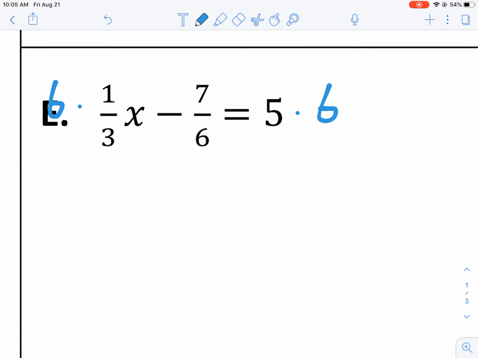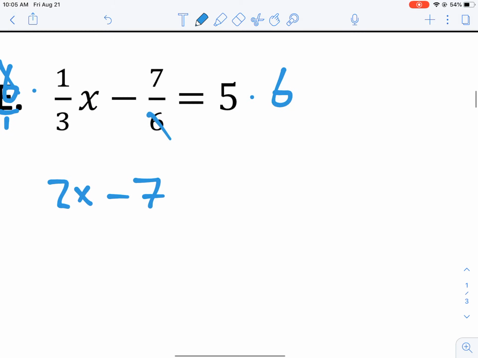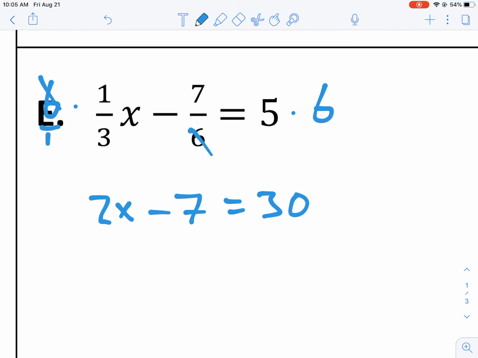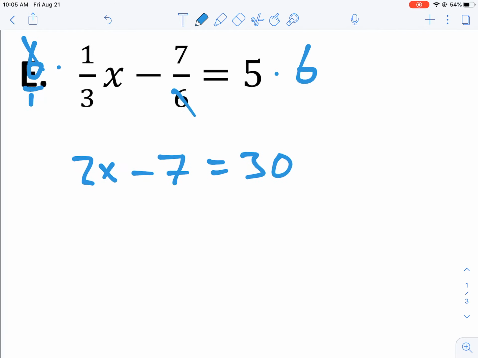So if you look here, 6 over 1, so 6 divided by 3 is 2. So that becomes 2x. The 6 will cancel out with that 6, so that just becomes minus 7, and then 5 times 6 is 30. So this is kind of skipping a step. We don't even need to do the common denominator step because we recognize that 3 goes into 6. So if you have this situation, just multiply by that 6. It scales everything up, and then now we have whole numbers.